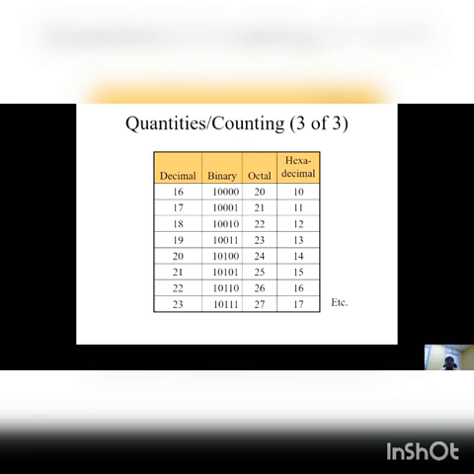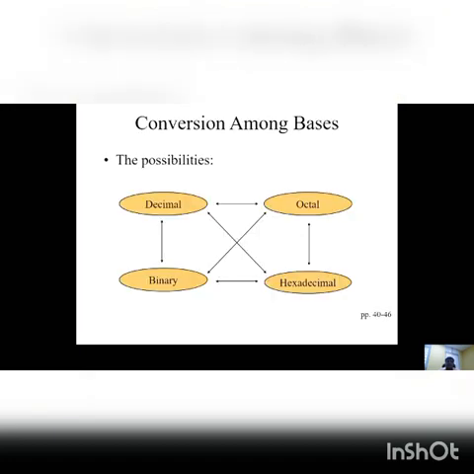Decimal is 20, binary is 10100, octal is 24, and hexadecimal is 14. Decimal is 21, binary is 10101, octal is 25, and hexadecimal is 15. Decimal is 22, binary is 10110, octal is 26, and hexadecimal is 16. Decimal is 23, binary is 10111, octal is 27, and hexadecimal is 17, and so on.